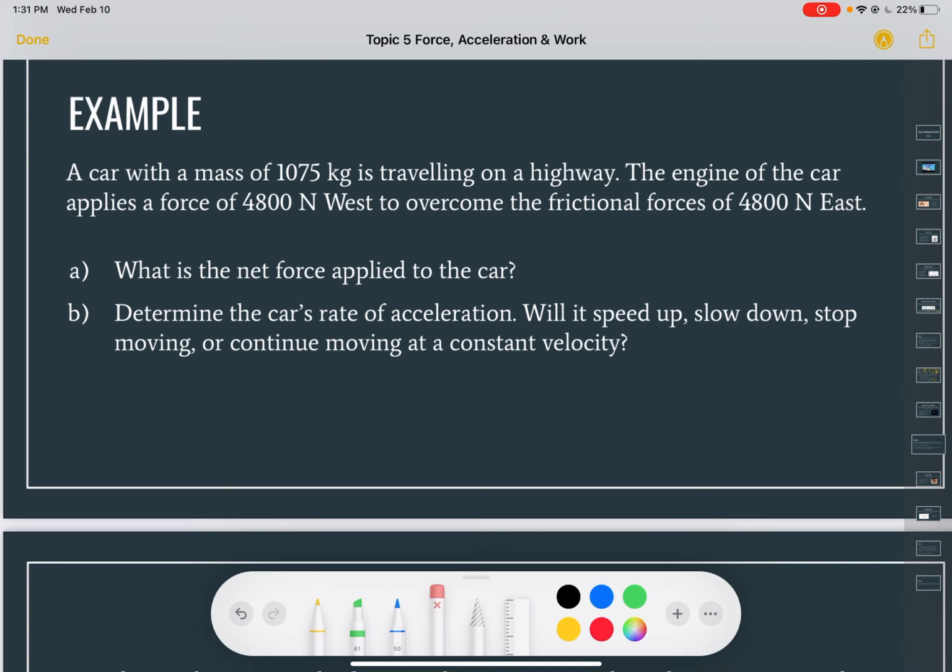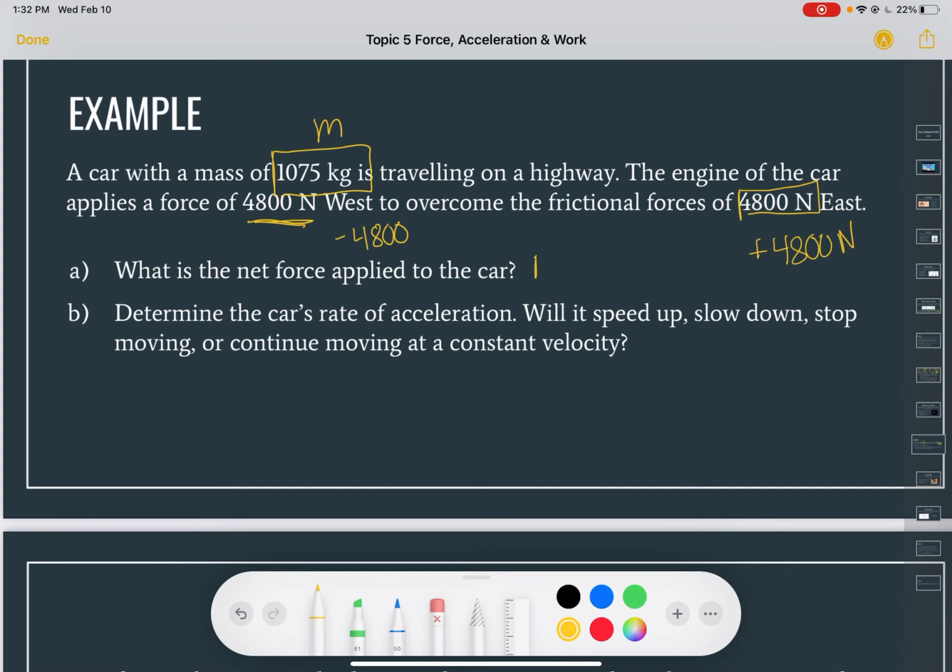So an example here, it says a car with a mass of 1,075 kilograms is traveling on the highway. The engine of the car applies a force of 4,800 newtons west, so that's negative, to overcome the frictional force of 4,800 newtons east, so that's a positive. What is the net force applied to the car?